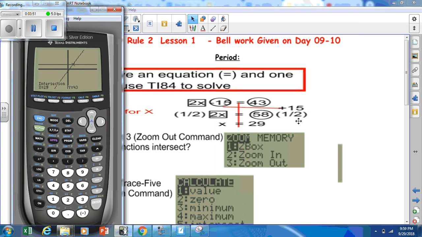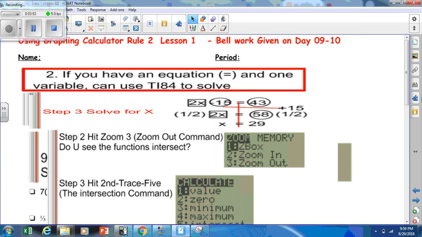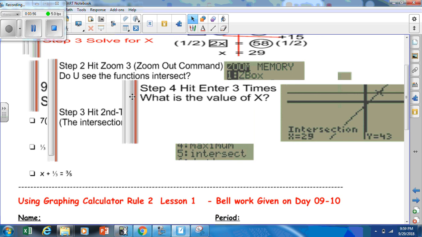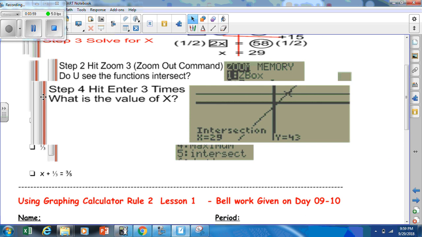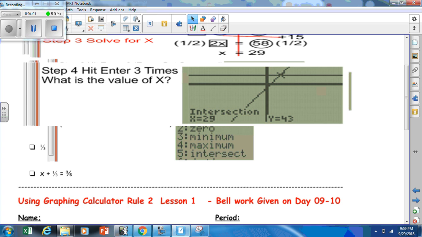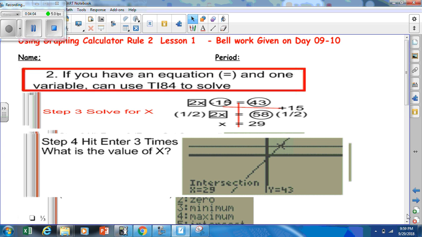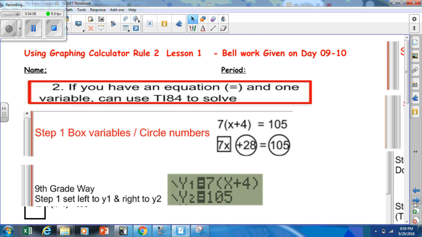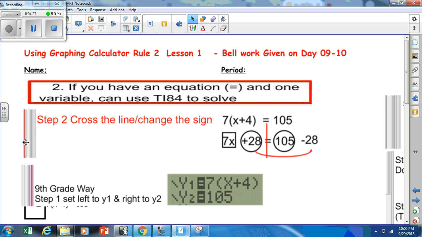All right, let's go to the next problem we have here. This is a little different. We have parentheses here: 7 parentheses x plus 4 equals 105. Using our 7th and 8th grade standards, box and circle method, we would have to distribute that 7. And then in step 2, we would have to combine the boxes, combine our circles. We're going to cross the line and change the sign. 28 becomes negative 28. That combines with 105.